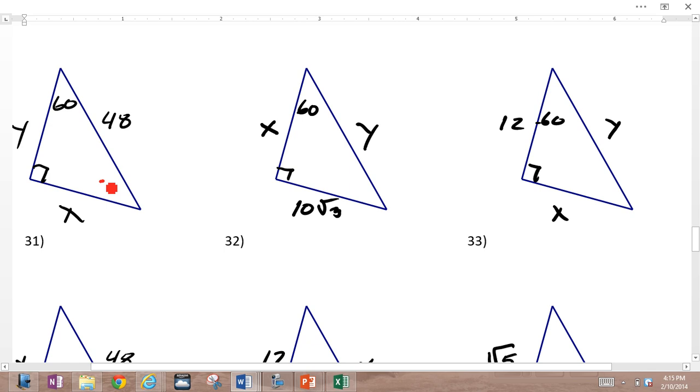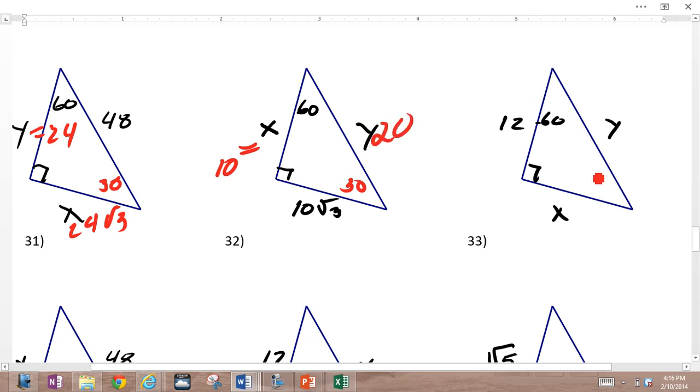It's a 30, 60, 90 here. It's a 30, 48. So opposite to 30 is half that, 24, and then 24 root 3 for the missing side over here. This is a 30, 60, 90. Here's your 30. Okay, long side is 10 root 3, so that makes this side equal 10, and this is then 10 doubled, which of course is 20.